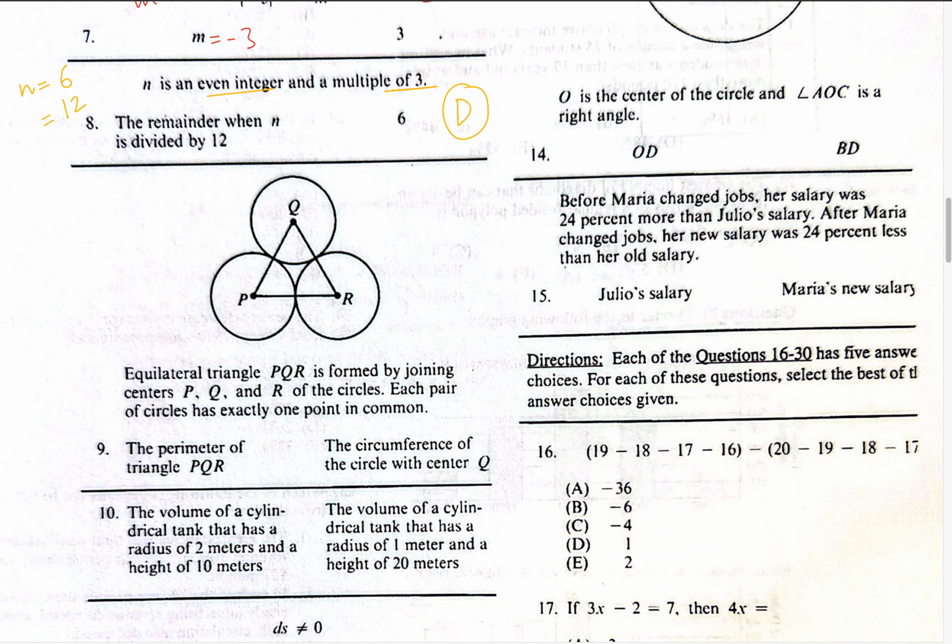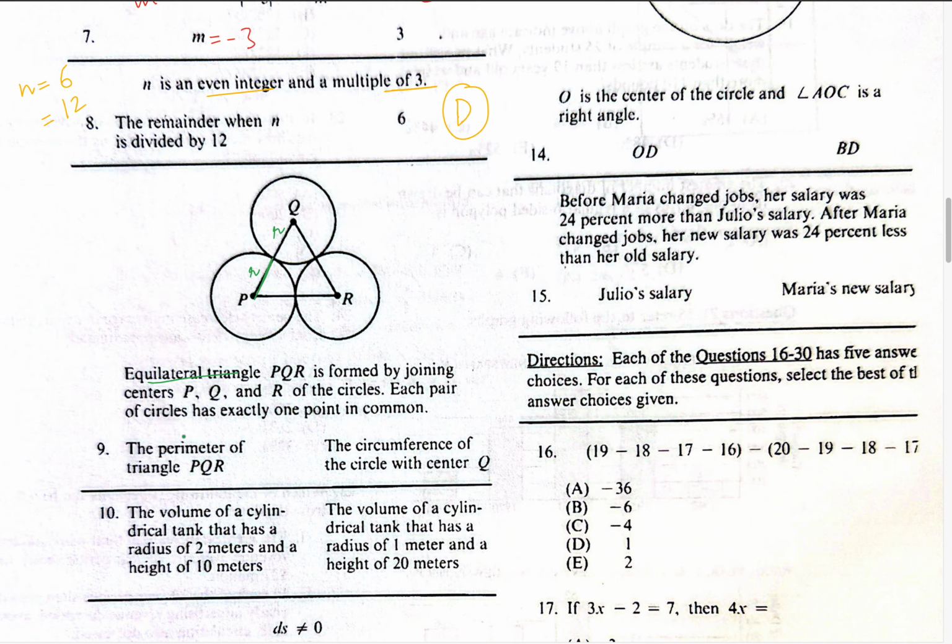Okay. All right, so an equilateral triangle is given here. Equilateral means all three sides are equal, and PQR is formed by joining centers P, Q, and R of the circles. Each pair of circles has exactly one common point. The perimeter of triangle PQR, we have to compare with the circumference of the circle with center Q. Now you see this thing is the radius, right? So this is obviously the radius.